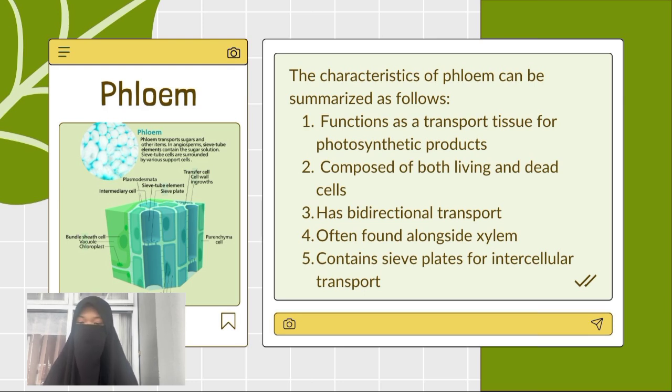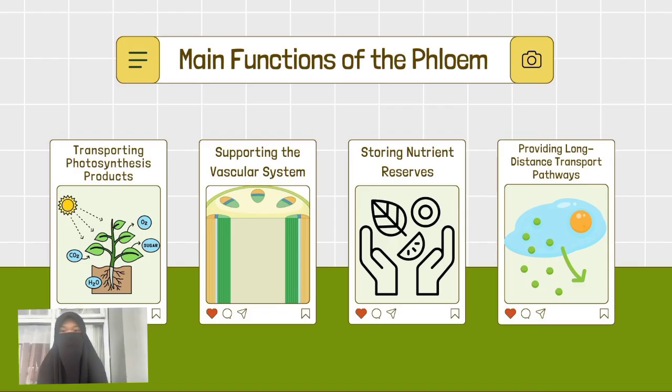And the last characteristic is that phloem contains sieve plates for intercellular transport. The sieve elements in phloem have sieve plates, small perforations in the cells that allow smooth movement of nutrients between cells. This characteristic distinguishes phloem from xylem and highlights its essential role in plant survival. Okay, that's all the characteristics of phloem.